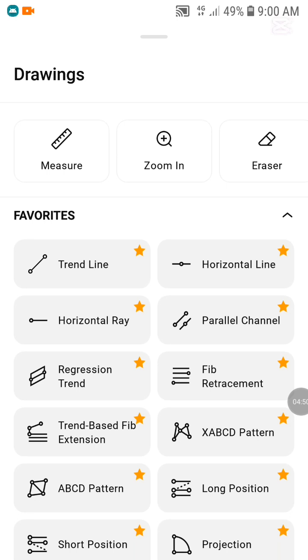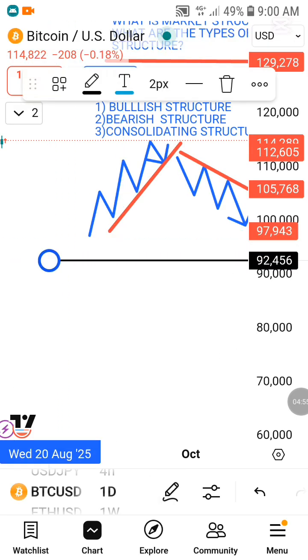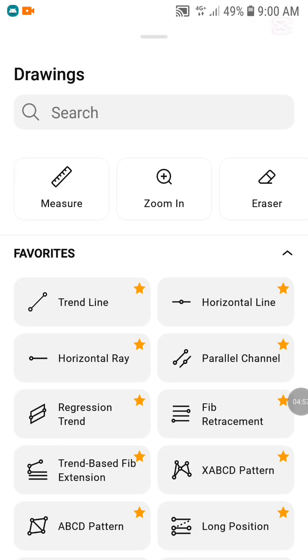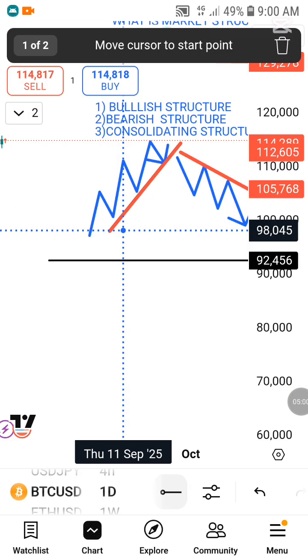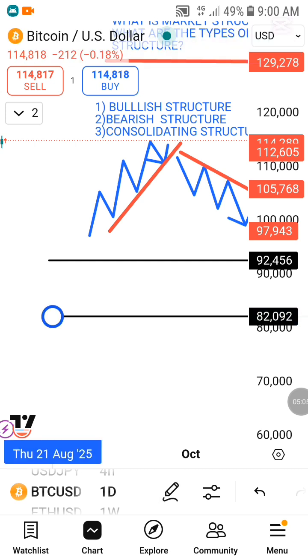So on the other hand, we come to the consolidating market. Consolidating market is a type of market structure whereby the distances between the high and the low tend to be equal.